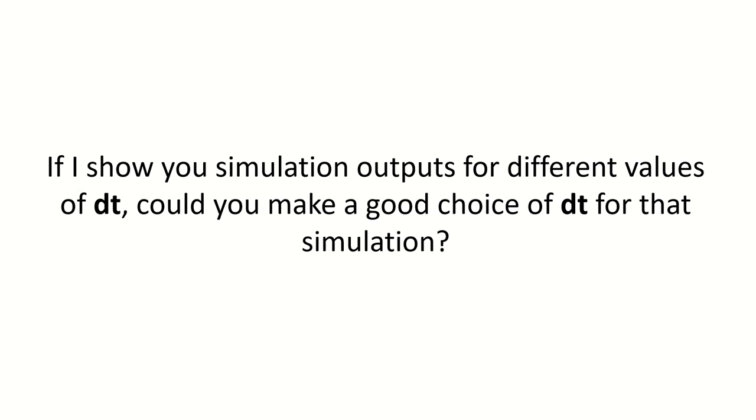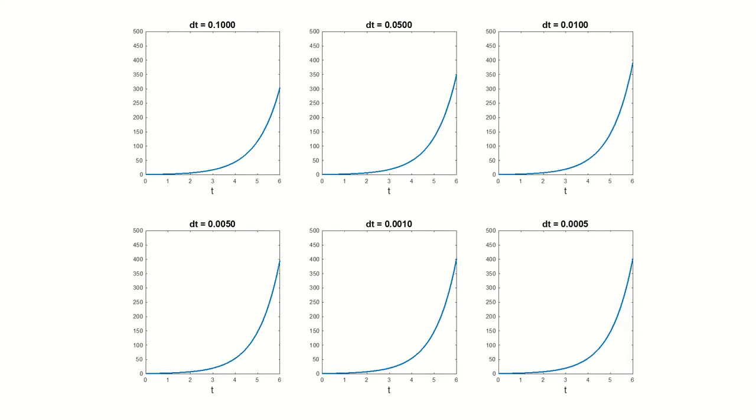If I show you simulation outputs for different values of DT, hopefully you can tell me what is the right DT to pick. So here's examples where I've said, here's a simulation, let's say of bacterial growth, it doesn't matter what it is. Here I've got a large value of DT of 0.1, and it gets smaller and smaller as you go to the right, and then as you go down to the right.